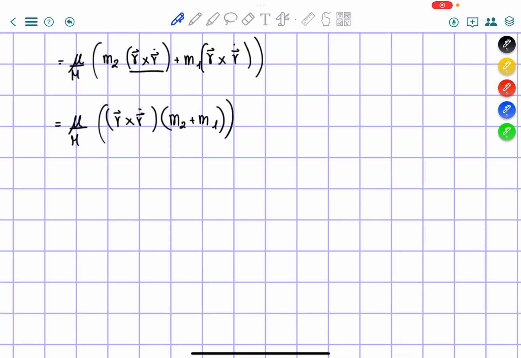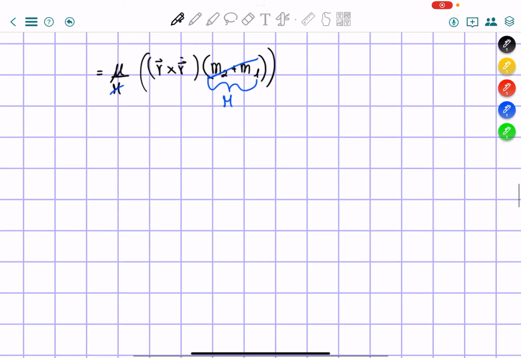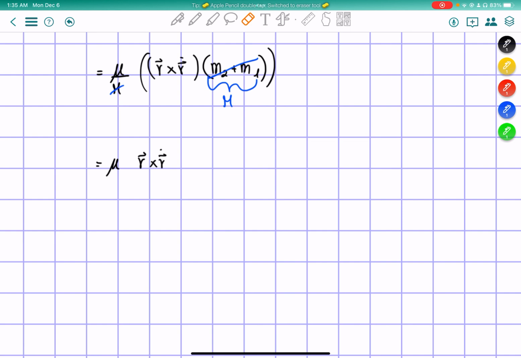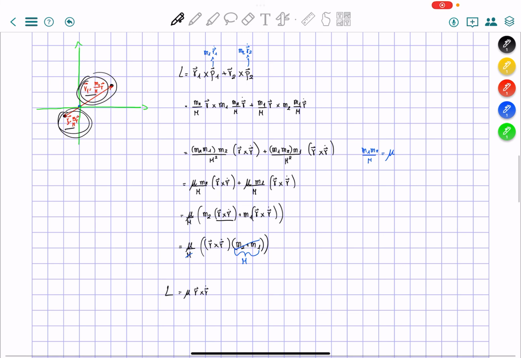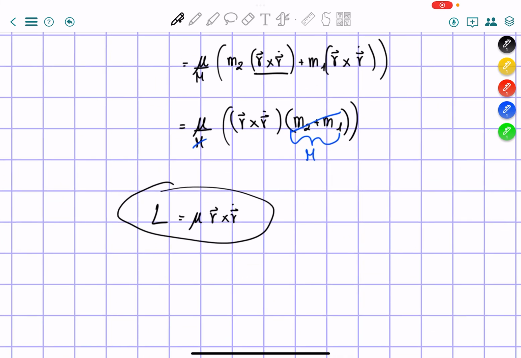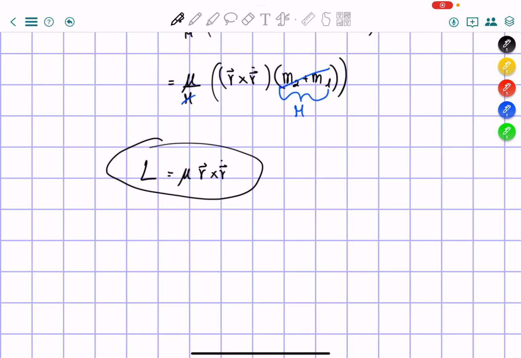We know that M2 plus M1 is equal to our capital M, so it cancels out with what's outside here, and we get that our reduced mass times r vector cross product with r dot vector, and actually here we can cancel out our parentheses, is equal to the angular momentum. As you can see, we solved the whole problem with the whole angular momentum instead of such a complicated expression, in just three factors, pretty much, the two of which are related to each other, and this solves all our problems.